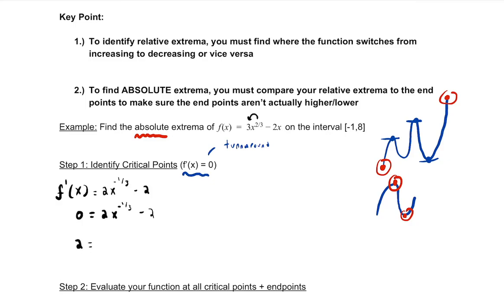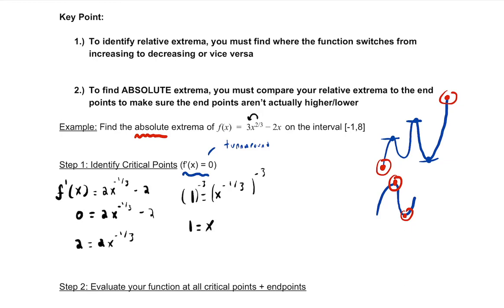When is 2 equal to 2x to the negative 1/3? When is 1 equal to x to the negative 1/3? Cube both sides, or however you want to see solving this, raise both sides to the negative third power. 1 to any power is just going to be 1. So we have x equals 1 here as a critical value. We have a critical value at x equals 1.